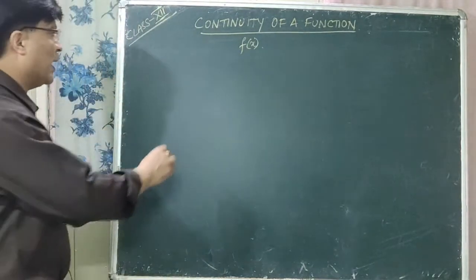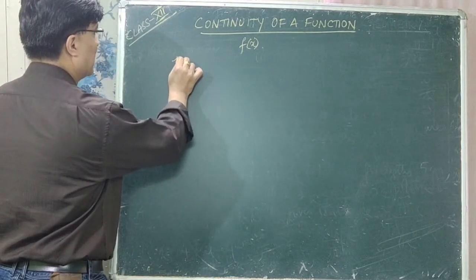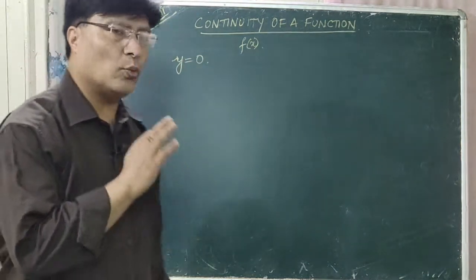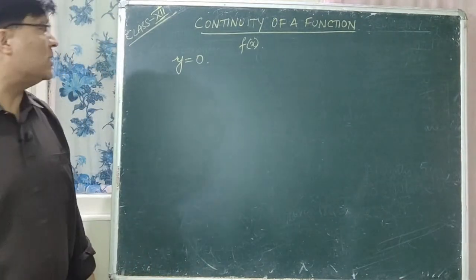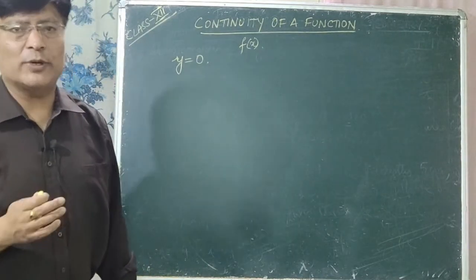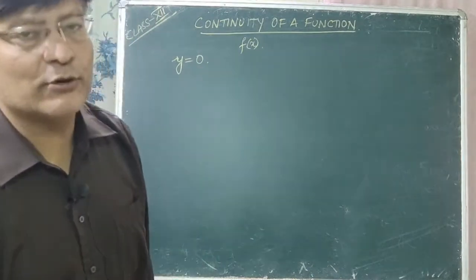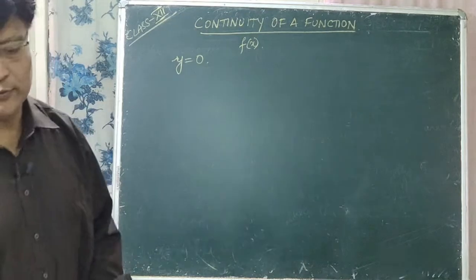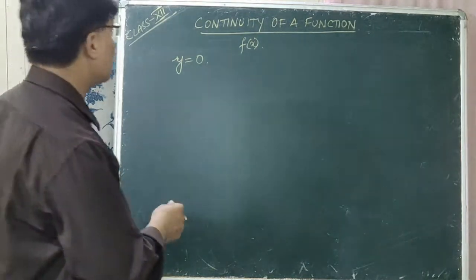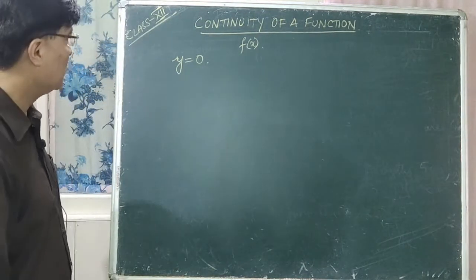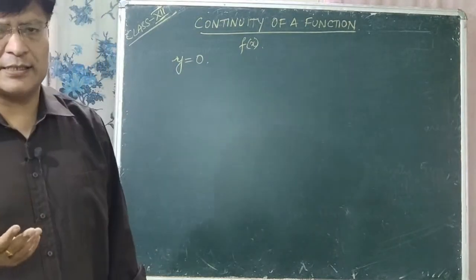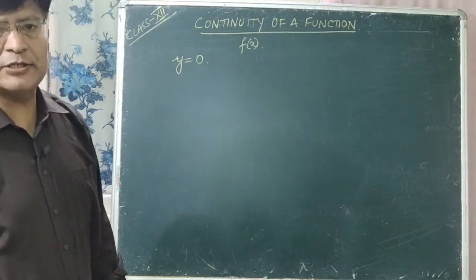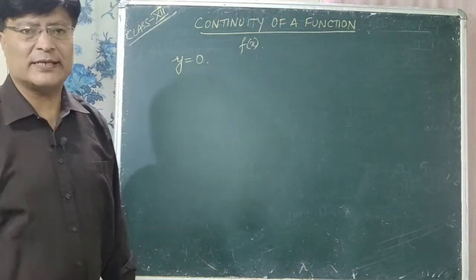Suppose you have y is equal to 0. So what does it represent? y is equal to 0 is an equation. Let us draw the graph of y is equal to 0. How can you draw the graph of y is equal to 0? I think you have done it in class 9. What does it represent actually?